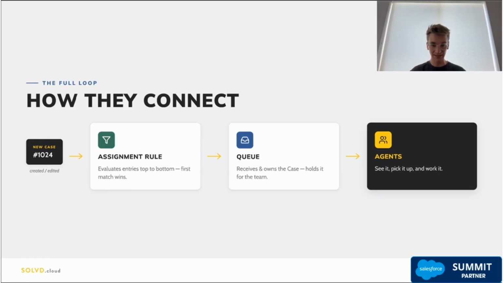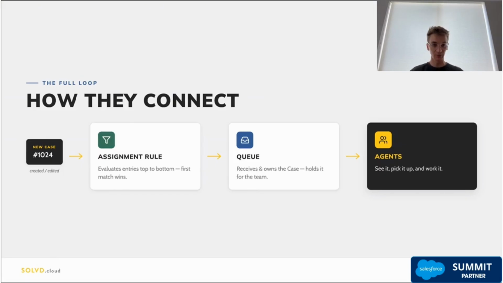Now, when you get this right and when it's implemented correctly, the business impact is pretty immediate. No more manually reassigning cases every morning. No more cases sitting unowned because they've landed on the wrong person's plate, but rather your agents start their day with a clear, organized queue of work that was routed to them automatically based on rules that you defined. That's the difference between a support team that's reactive and one that's actually running a process.